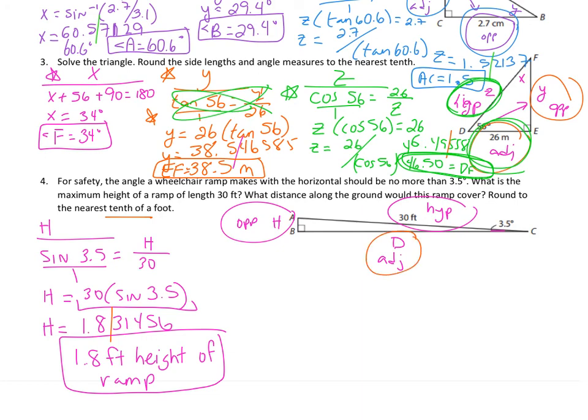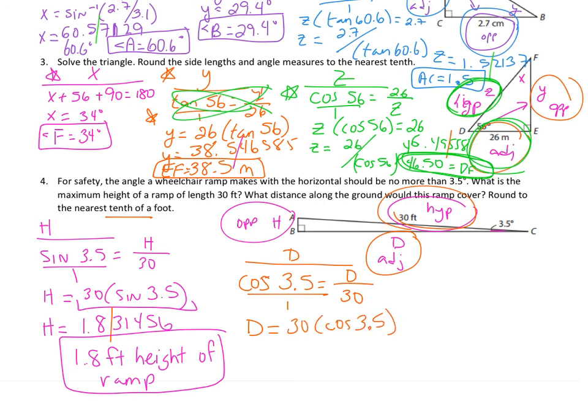Next, when we want to find the D, the distance on the ground that the ramp covers, we need to use our 30 feet again, and then our D. We've got adjacent and hypotenuse, and the cosine is the one that uses adjacent and hypotenuse. So cosine of our angle, 3.5, equals adjacent over hypotenuse, so D over 30. Put it over 1, cross multiply, so 1 times D is D. 30 times the cosine of 3.5, we're just going to leave it that way.